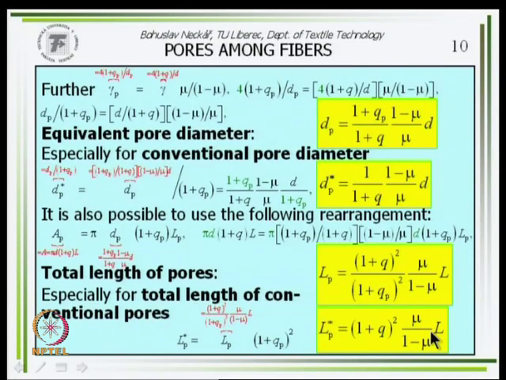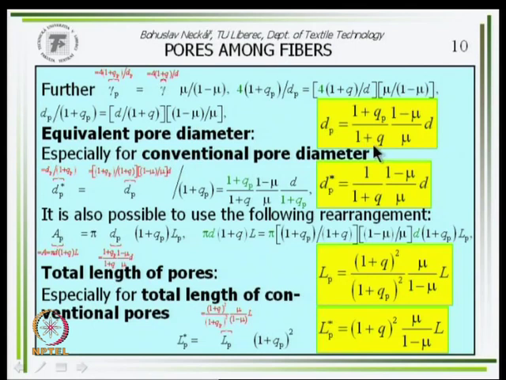Well, further, using on the gamma P the earlier derived equation for gamma 2, we obtain this equation. Here is 4, here is 4, it's going out. And after rearranging, we obtain such expression for dP, the equivalent pore diameter.